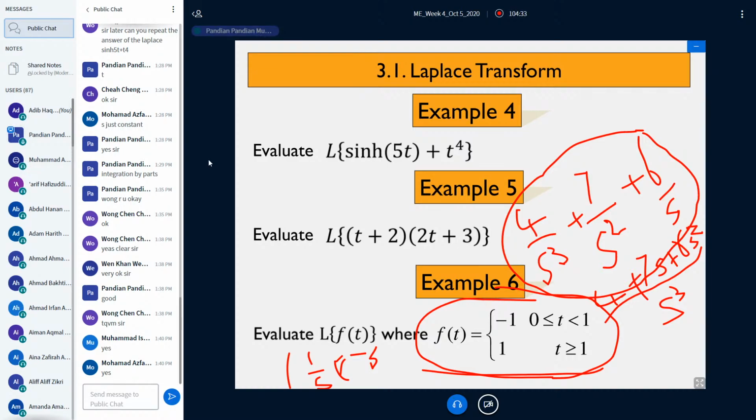Try this. There is no table for this because you are using the formula Laplace of f(t), integral from 0 to infinity of e power minus st f(t) dt. Now your f(t) is minus 1 from 0 to 1, and from 1 to infinity, your f(t) is 1. So you break into two pieces, then you integrate. Finally, you will get this answer. The answer is 1 over s multiplied by e power minus s.